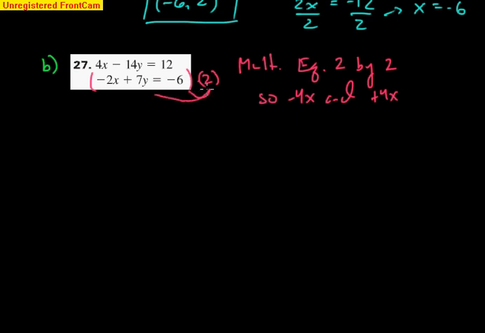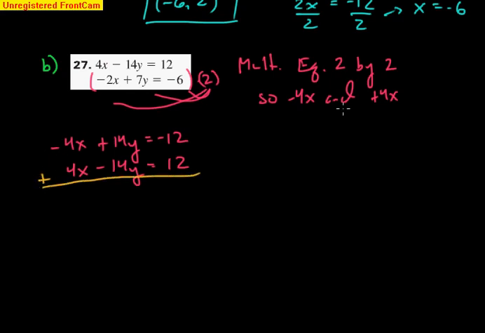So I'll do equation 2 first. Multiply it by 2. So double everything. Negative 4x, positive 14y, negative 12. I did not multiply the first equation by anything, so I will rewrite it. 4x minus 14y equals 12. Now, as you wrote that, maybe you see something eerily familiar, but it's okay if you didn't recognize it. So now we just add.